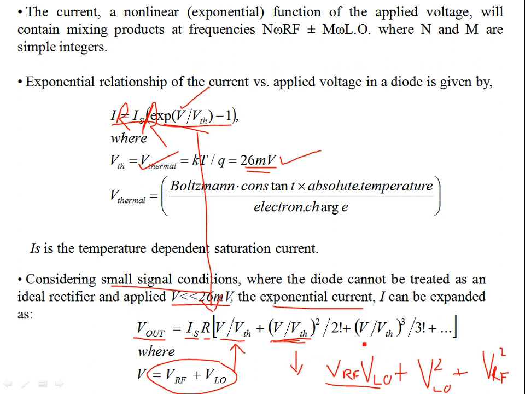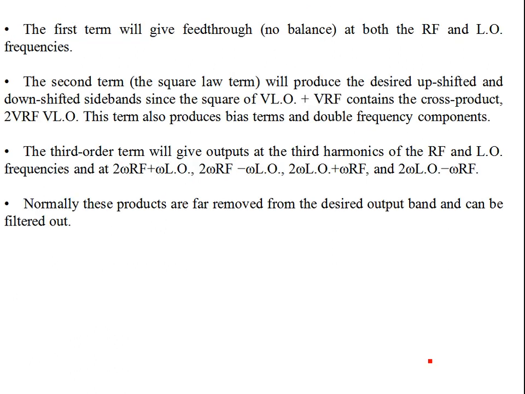Similarly, for the third term, you will have the RF band shifted across the third harmonic, and so on and so forth. The things continue. Then you can filter out these undesired double sidebands, which are far away from the local oscillator frequency. Now you see the first term is giving you a feed through, there is no balance, so both RF and LO frequencies appear at the output.